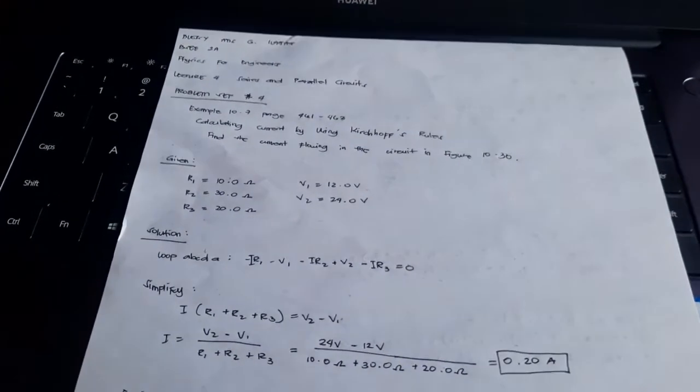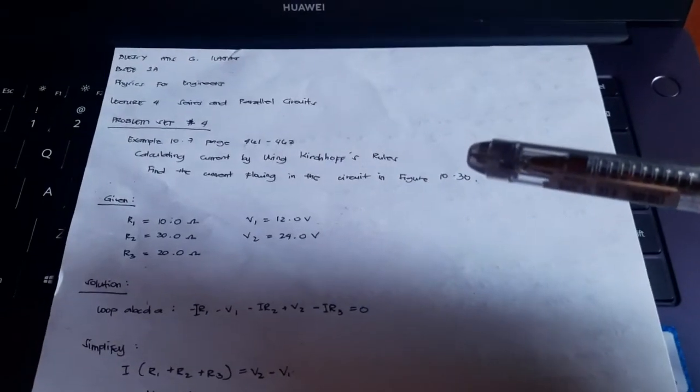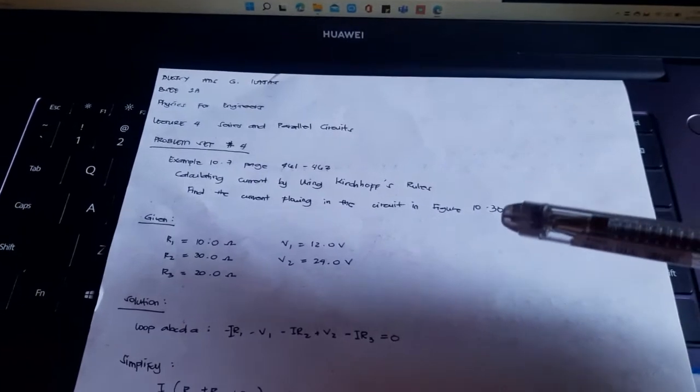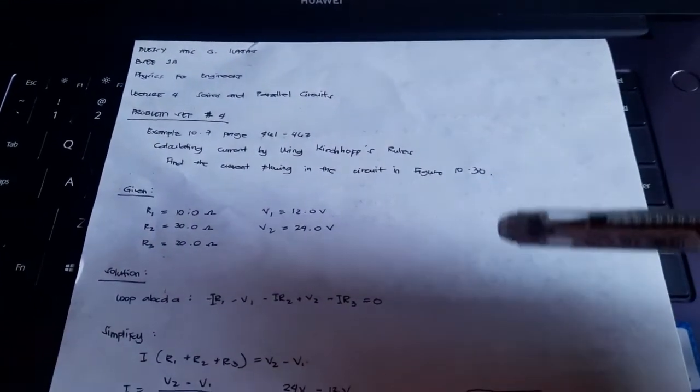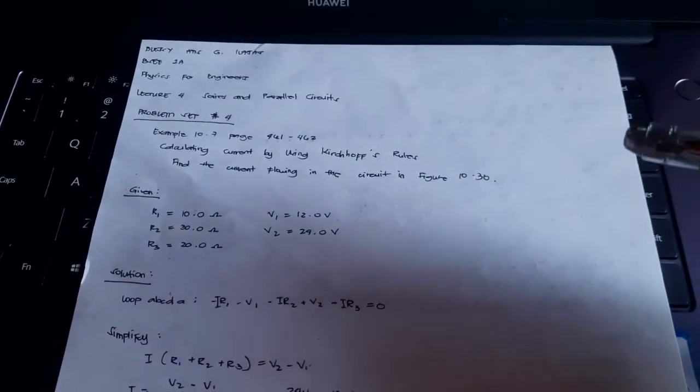So let's proceed to the problem set number 4. Example 10.7 on page 461 to 462. Calculating current by using Kirchhoff's rules. Find the current flowing in the circuit in figure 10.30.